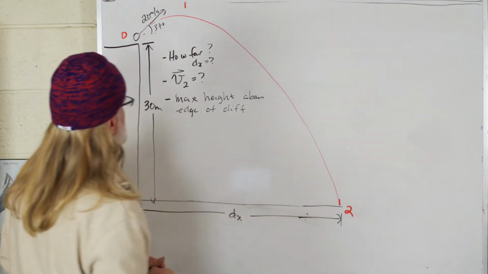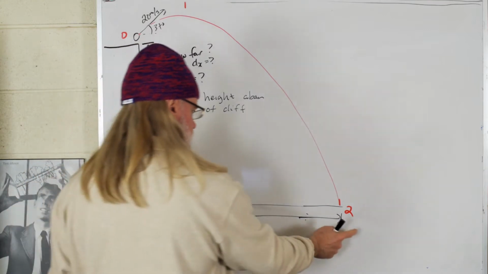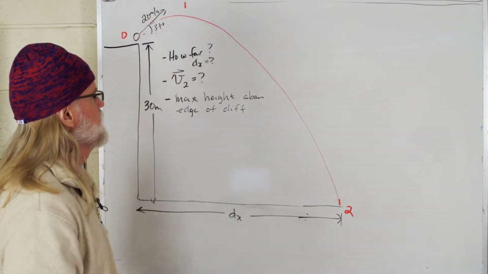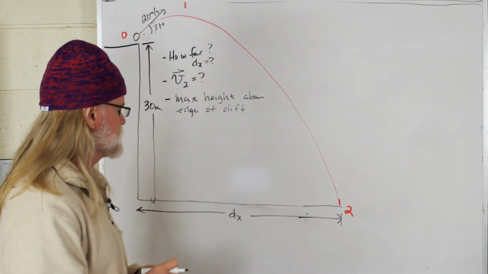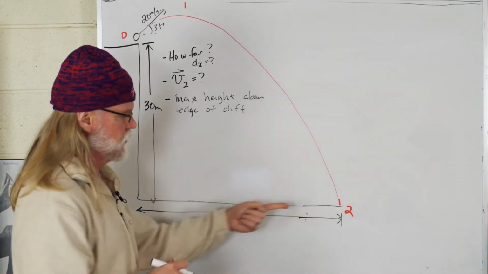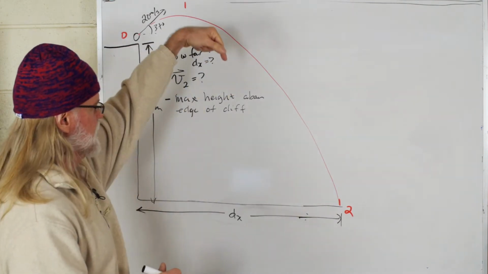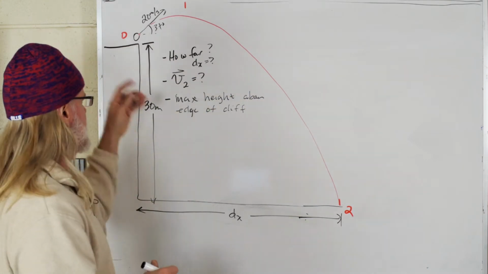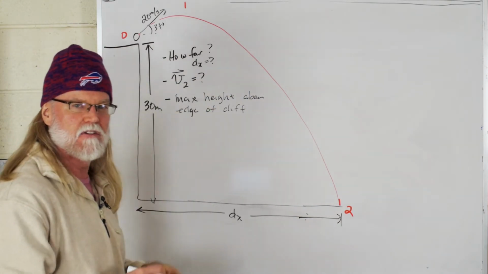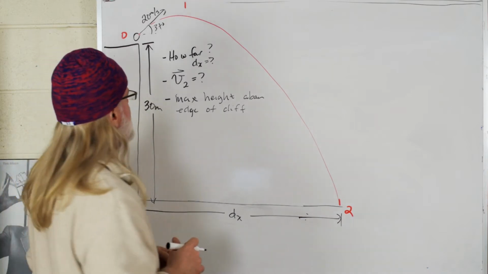All right. How far does it go? Let's deal with that problem first. Well, we know it's going to move at constant velocity in the x direction, and we know it's going to accelerate downward. And it's actually what's happening vertically which determines how long it's in the air.